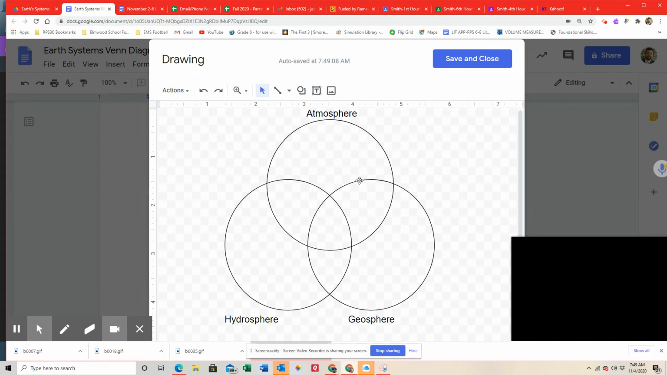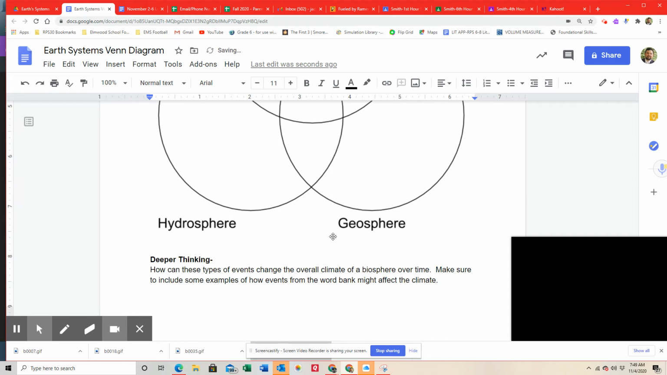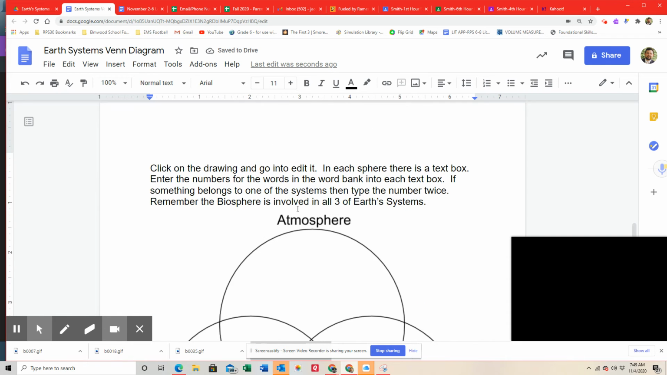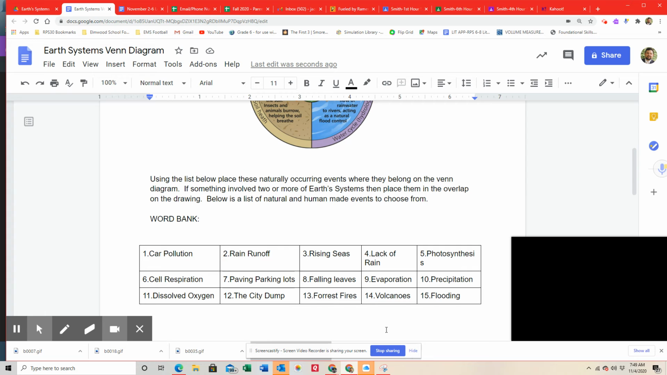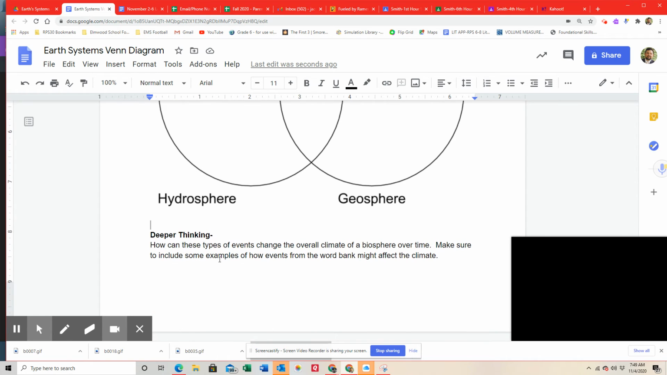Okay. Once you have placed all those words in here, you can save and close your drawing, and it will update it in here and put those numbers here. After you're done doing the best you can to place these events where they belong in each of Earth's systems, you're going to answer the deeper thinking question. How can these types of events change the overall climate of a biosphere over time? Make sure to include some examples of how events from the word bank might affect the climate.